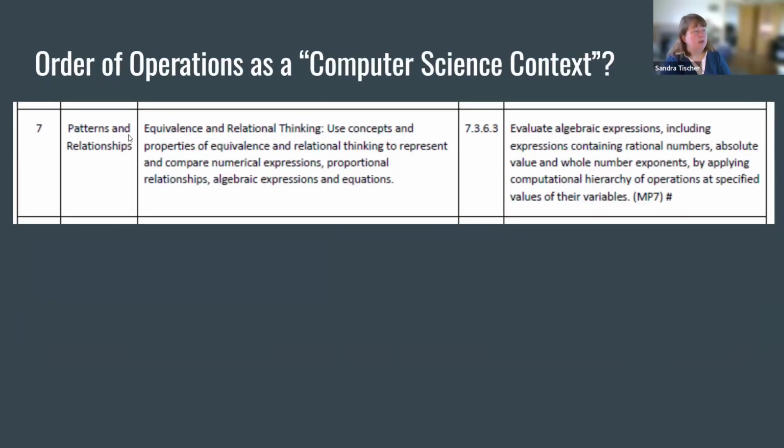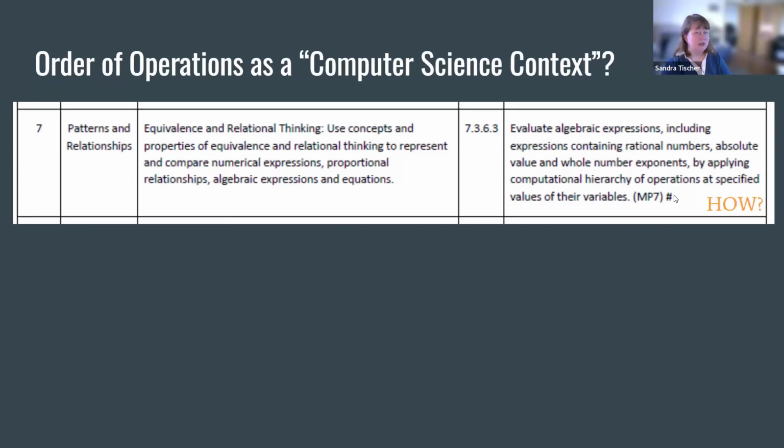Oh, we also have this pattern and relationships, which if you look at the benchmark closely, is like order of operations. Evaluate algebraic expressions, including expressions containing rational numbers, by applying computational hierarchy of operations at specified values of the variable. And this also comes with a pound sign. And yes, I guess a lesson in Google Sheets would also do the trick to explain why we need parentheses sometimes to emphasize things and things like that. But this is a little less obvious a pure tech skill.